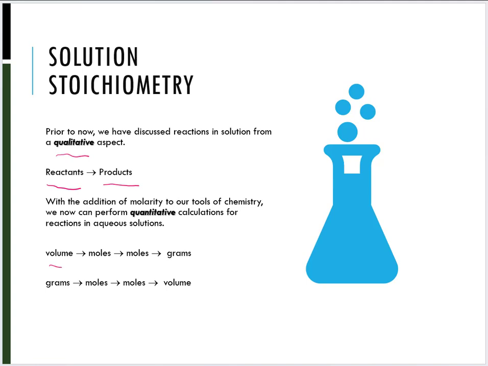So we can go from volume to moles, moles to moles, moles to grams, since we know molarity, because molarity provides us with how many moles per liter. So we're able to go from a certain volume of something to moles. And we can do the reverse, grams to moles, and moles to volume.